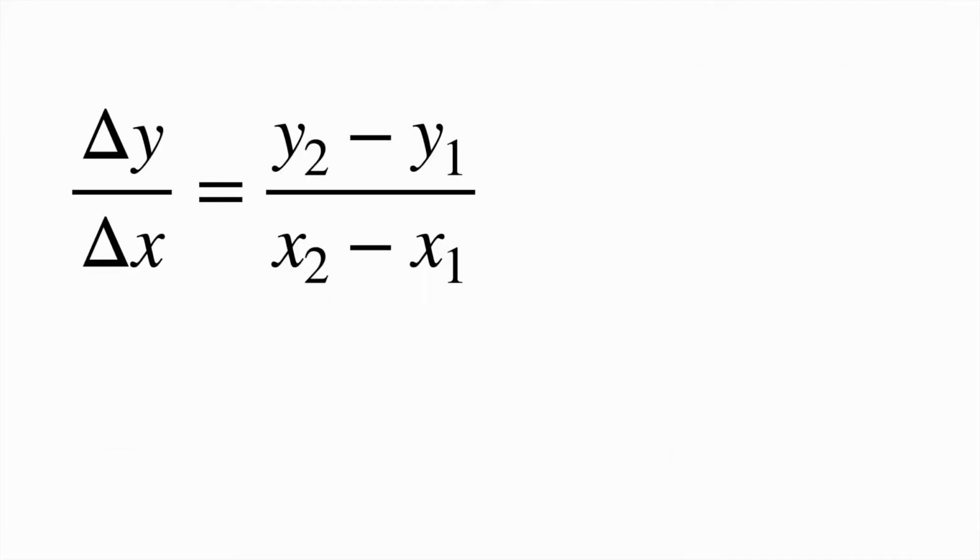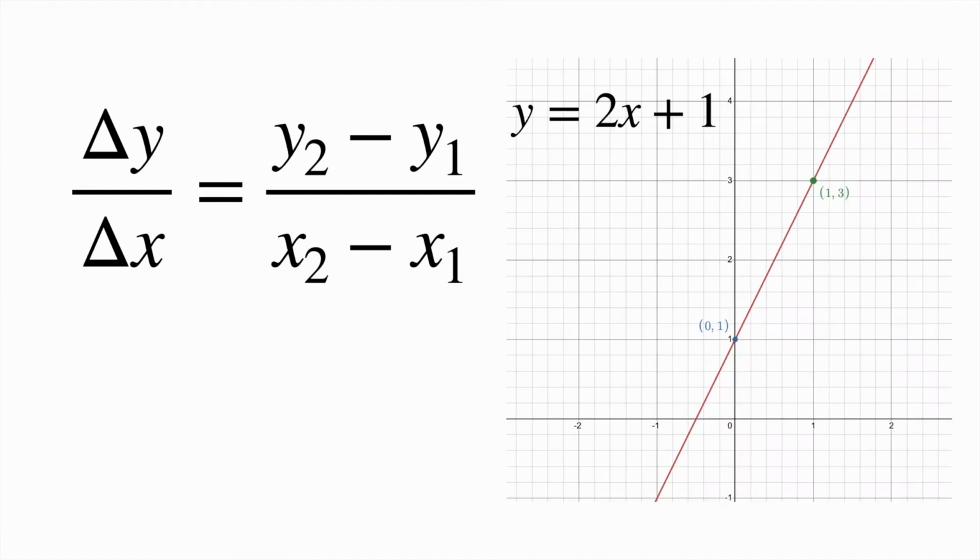You may remember from algebra that the slope of a line can be identified by change in y over change in x, and in doing so, we are finding the rate of change, also known as the derivative of a straight line function. Let's quickly look at the line f of x equals 2x plus 1.